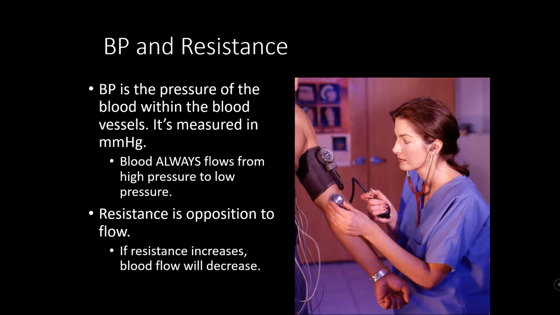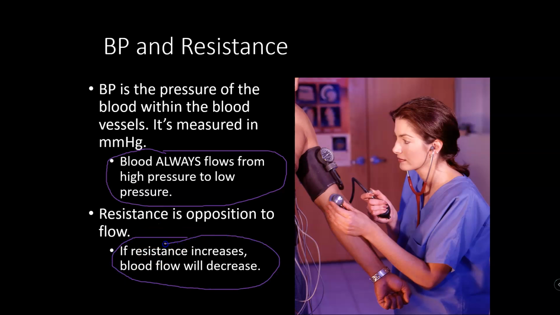So blood pressure is the pressure of the blood within the blood vessels. We're going to talk about how you measure that a little bit lower. But again, what's important for us right now is we always go from high pressure to low. Resistance is opposition to flow, and I said this a second ago, but remember, inverse relationship. So if resistance increases, blood flow is going to decrease for us.